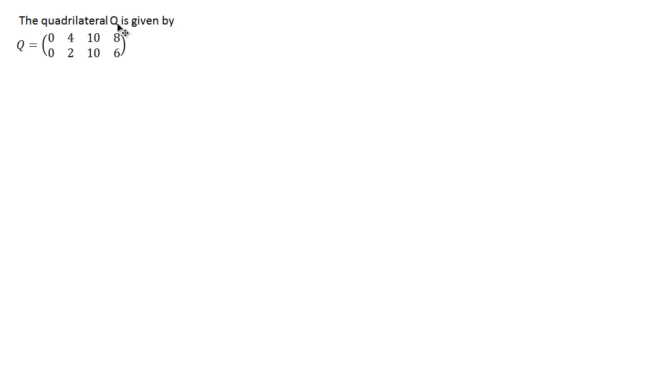We're given a quadrilateral Q. Q is 0, 0, 4, 2, 10, 10, 8, 6. If you did not know already, in a matrix, the top part is X and the bottom part is Y.